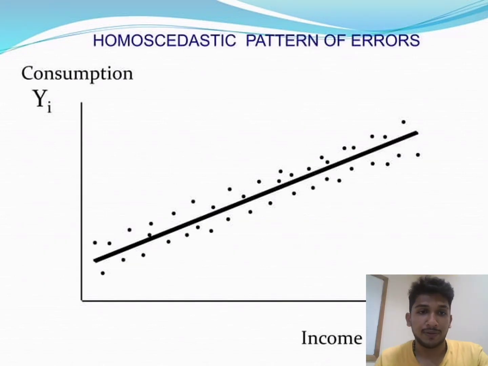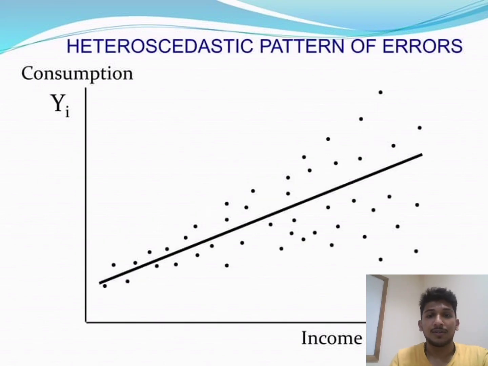So here we can see a graph. Here we have taken the consumption and the income, consumption of the poor and the rich. If, for example, we take the homoscedasticity pattern of an error, then if you come across, we can see the heteroscedasticity pattern of errors. Again, we have taken on the y-axis the consumption and on the x-axis the income.